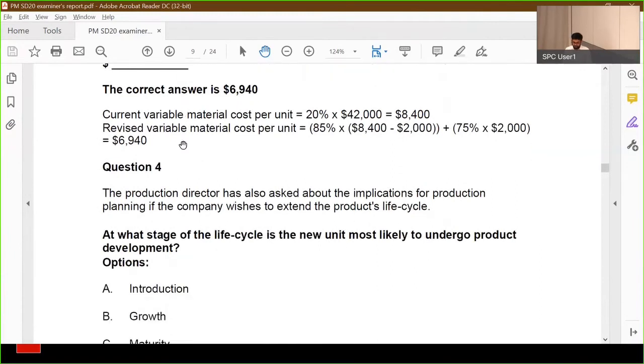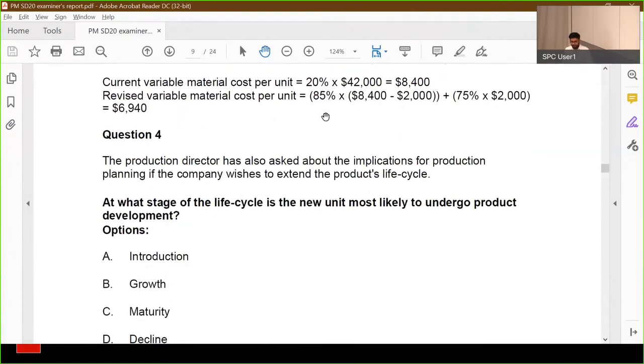Question number 4. The production director has also asked about the implications of production planning if the company wishes to extend the product's life cycle. At what stage of the life cycle is the new unit most likely to undergo product development? So this is again a very straightforward question. Let's read the question scenario and requirement again, and then we will look at the options to find out the right stage.